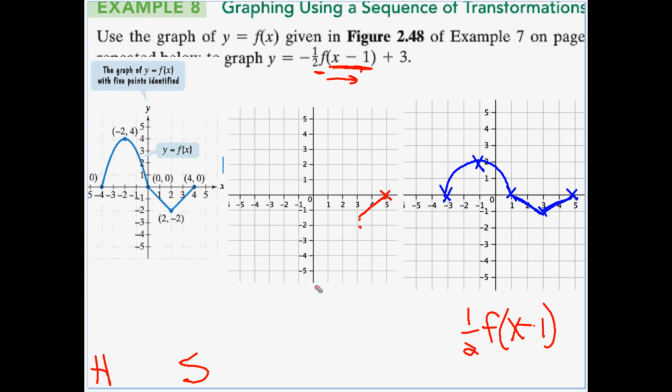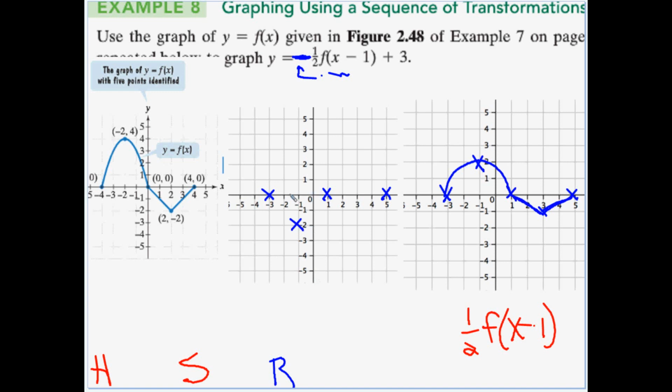Let me erase this. Next up, high school R is any reflection. And we do have a reflection out here. That means we're going to flip over the x-axis, because when we negate this, it's like negating our y values. So that means everything is going to flip over the x-axis. So the x-intercepts will be the same at -3, 1, and 5. But now this peak here that was at -1, 2 will now be -1, -2.